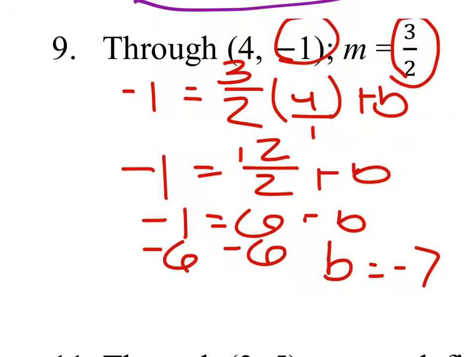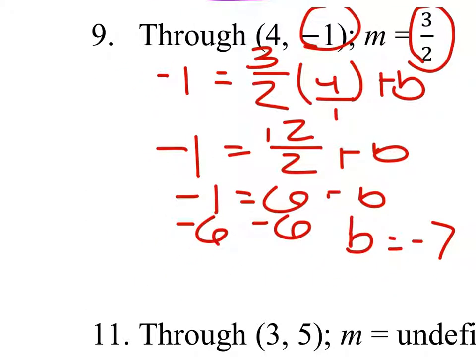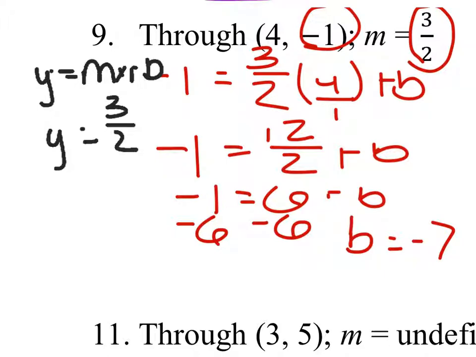One more thing here. Would you mind writing the equation then, please? Oh, yeah. It's just y equals mx plus b. So replace the m with the slope. y would equal 3 over 2 x plus b. And what was our y-intercept? Yeah, negative 7, right? We'll just make that minus 7 right here. There it is.